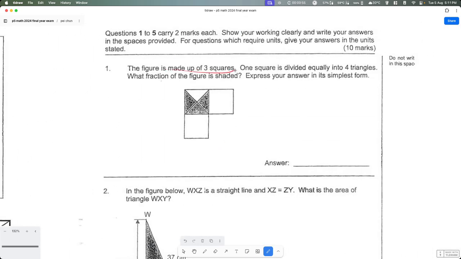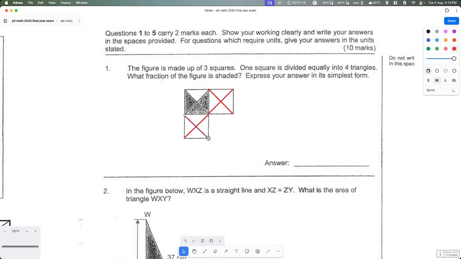So the figure is made up of 3 squares. One square is divided equally into 4 triangles. What fraction of the figure is shaded? Express your answer as a fraction in its simplest form. Okay, so in this case, we can split this up as well. One square is basically four equally divided triangles.